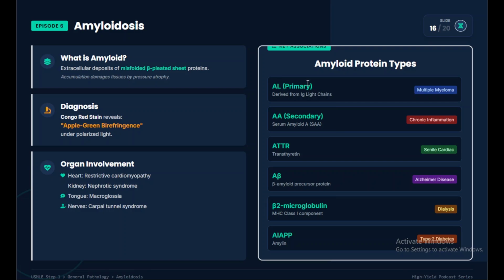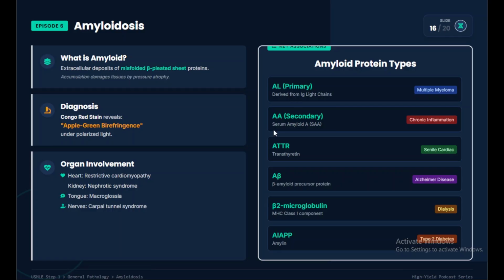Now, there are different types of amyloid protein, and the first one is AL, caused by primary AL amyloidosis, also called primary amyloidosis, in which the immunoglobulin light chains deposit around the organs. This actually happens in conditions which produce a lot of antibodies, specifically multiple myeloma. And the next one is AA, secondary amyloidosis, which actually happens in the state of chronic inflammation, like rheumatoid arthritis or TB.